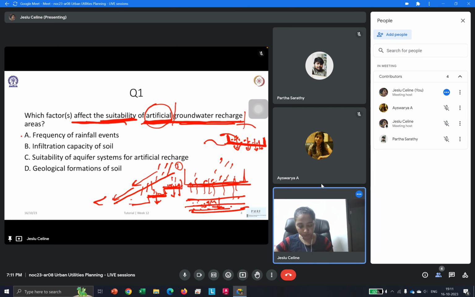Okay, it will be less. If the frequency of rainfall events is highly frequent, which means there's more frequency, then you're saying that the percolation will be less. Let's not look at the percolation, the underground water recharge will be more or less.